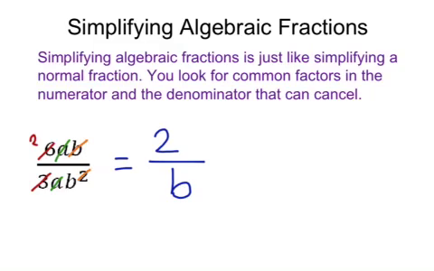So simplifying algebraic fractions is just like simplifying a normal fraction. We look for things that are in the numerator and in the denominator that we can cancel, and then we cancel them out. Remembering that if we have a squared, that's equivalent to having 2 of the letter that has been squared. So b squared was 2 lots of b, so we can cancel one of those b's with one of the b's on top.